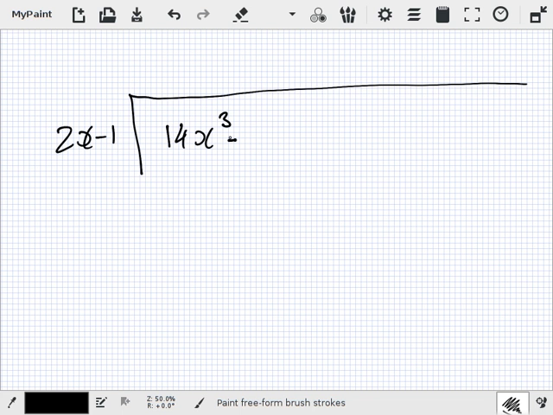What question are we doing? This one here. Minus 29x squared minus x plus 6.